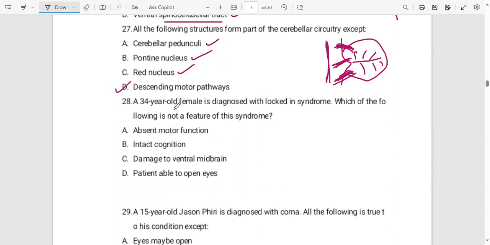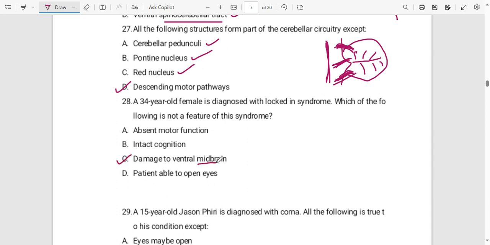Right, the ventral pons. So here the question is saying a 34-year-old female is diagnosed with locked-in syndrome. Which of the following is not a feature? A. Absent motor function. B. Intact cognition. C. Damage to ventral midbrain. D. Patient able to open eyes. So which one of these is not a feature? We've already talked about everything, guys. Just pick. Okay, thank you. C.